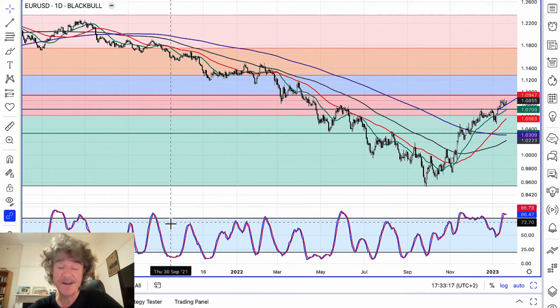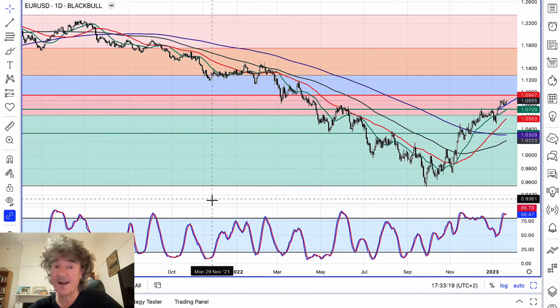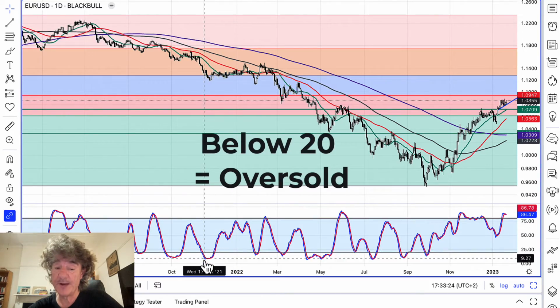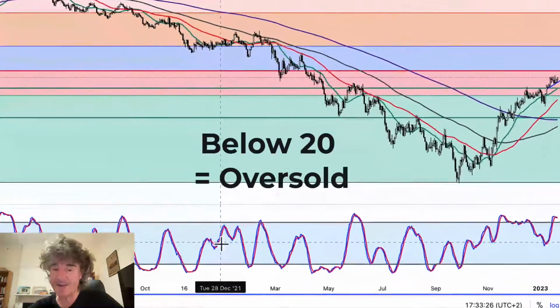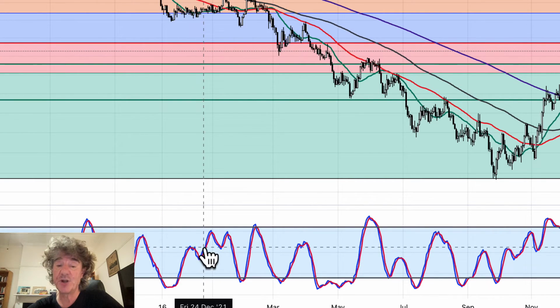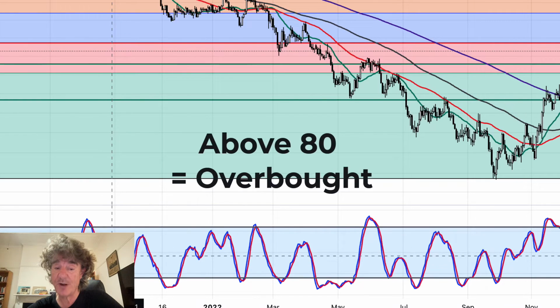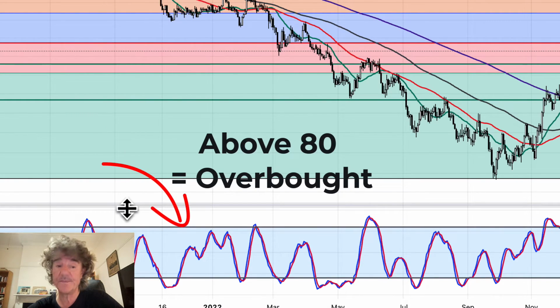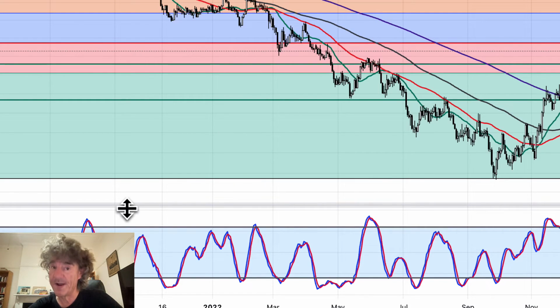So basically, the way you use a stochastic, two ways is, one, when we go below 20, that's this bottom line, outside of the blue range, below the bottom line, which is the gray bottom line at the number 20, that indicates oversold. And if you go above the top gray line, or outside the blue area to the top side, that indicates an overbought situation. That's the simplest way to use a stochastic. We're overbought, or we're oversold, or we are neither.